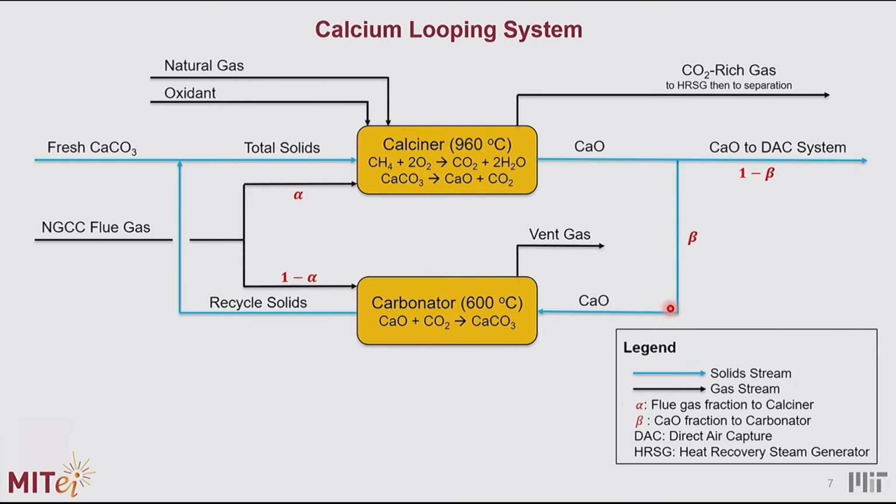So first thing, let's start with the calcium looping system. There is a lot going on here. We have the calciner and we have the carbonator. I want to talk about three main things here. You have the flue gas coming in from the NGCC plant. It can go into two places. It can go to the calciner or the carbonator.